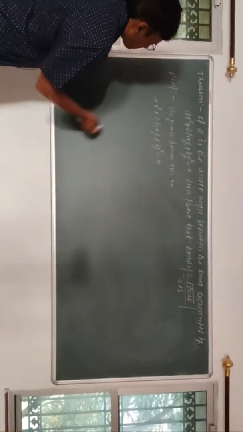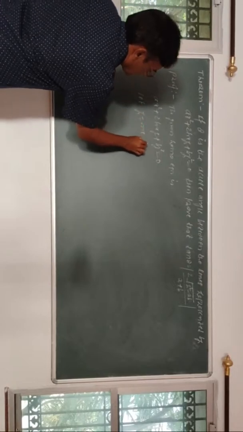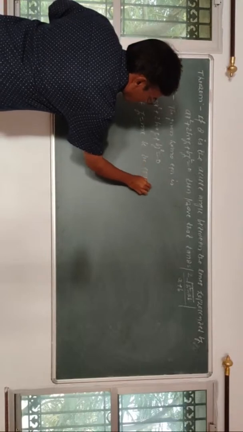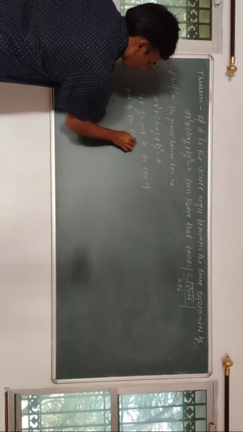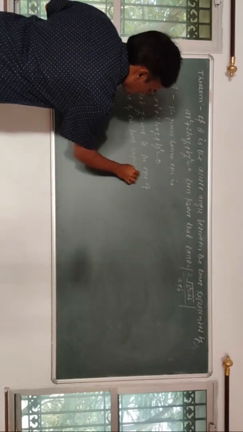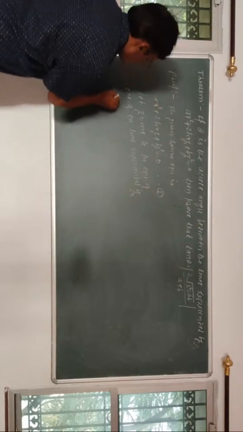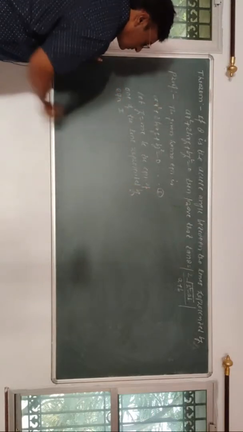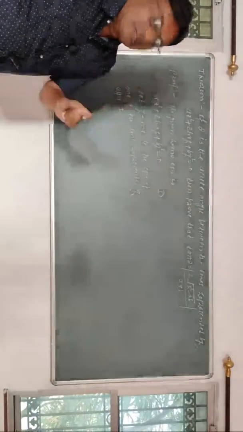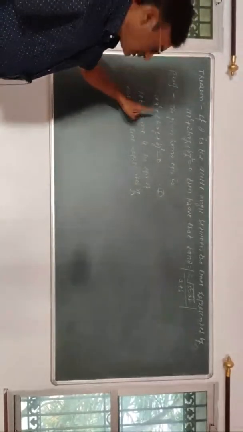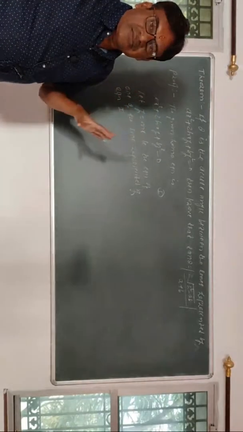So we assume that y equals to mx is the equation of one of the lines represented by this equation. Here we assume that y equals to mx be the equation of one of the lines represented by this equation. Then in this equation we put y equals to mx.